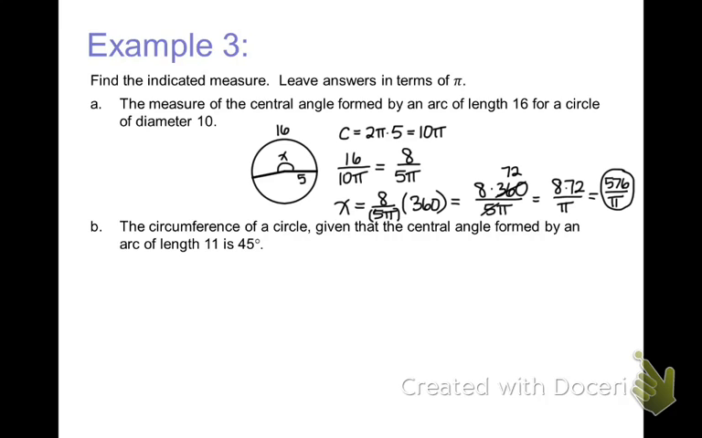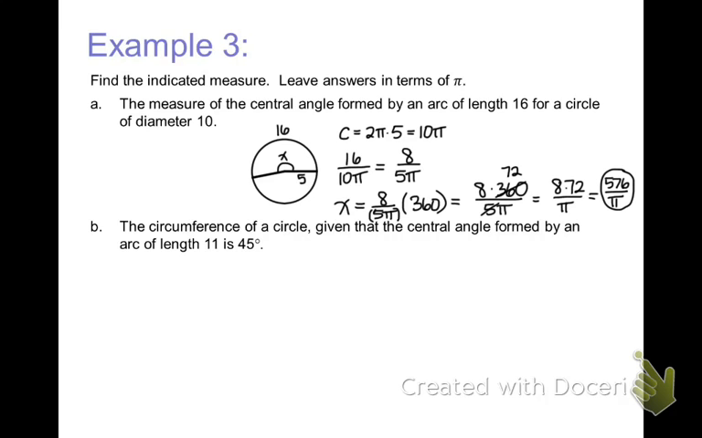All right, so let's take a look at part B. The circumference of a circle. We want to find the circumference of a circle given that the central angle formed by an arc length of 11 is 45 degrees. So we have to kind of reverse our logic in this part.